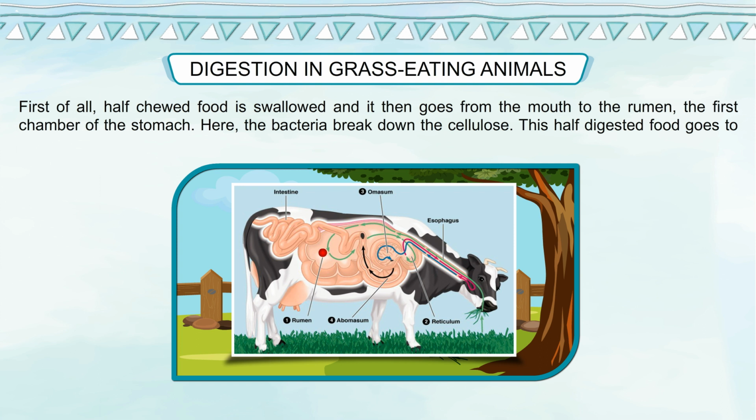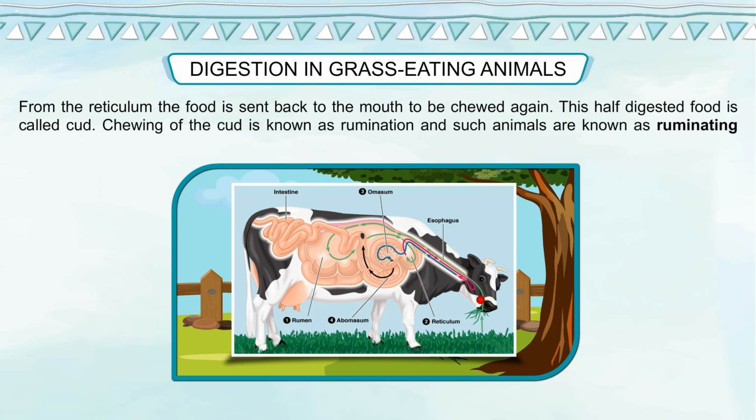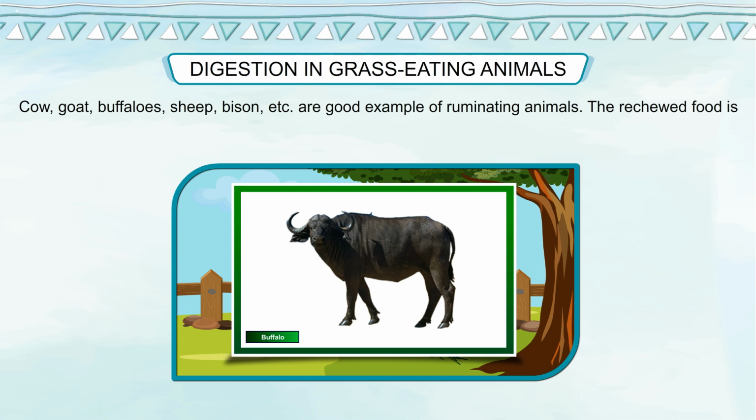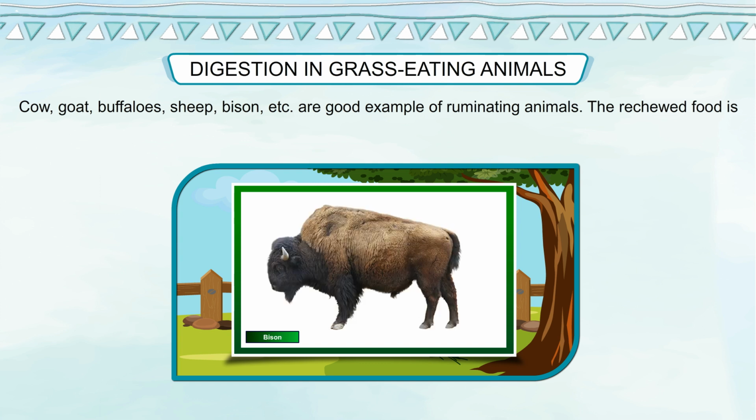This half-digested food goes to the second muscular chamber, the reticulum. From the reticulum, the food is sent back to the mouth to be chewed again. This half-digested food is called cud. Chewing of the cud is known as rumination, and such animals are known as ruminating animals or ruminants. Cow, goat, buffaloes, sheep, bison, etc. are good examples of ruminating animals.